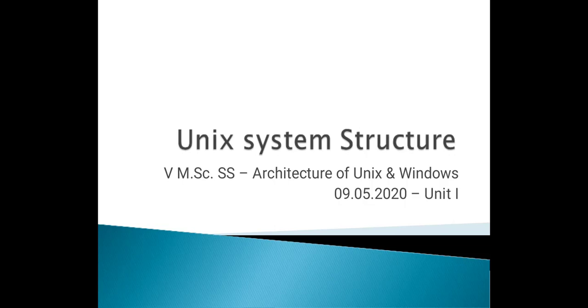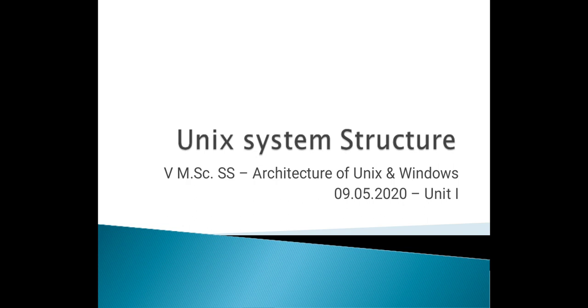Good morning, students. Now we are going to discuss the Unix system structure. The Unix system structure consists of various components, subsystems, and parts of structures which help us understand exactly how the Unix system works.